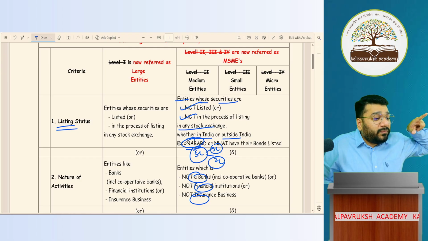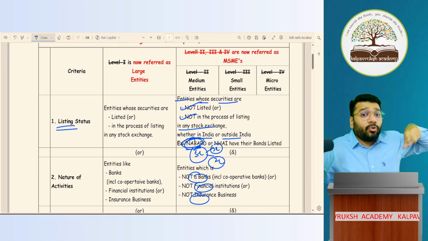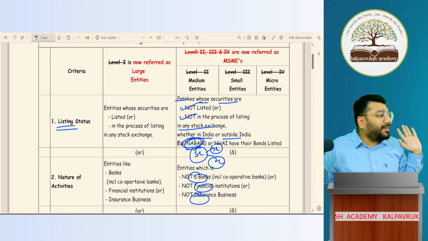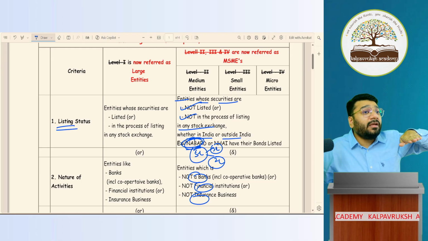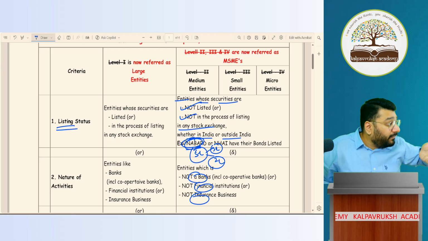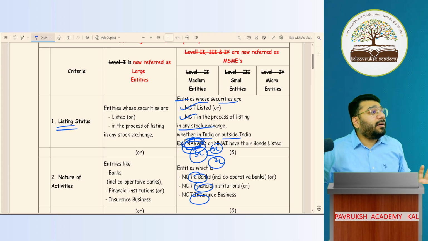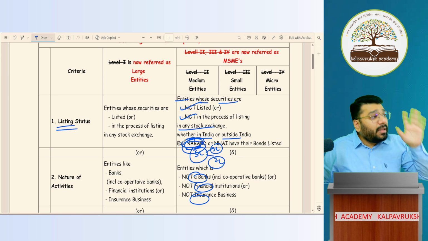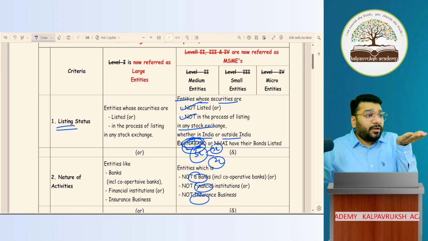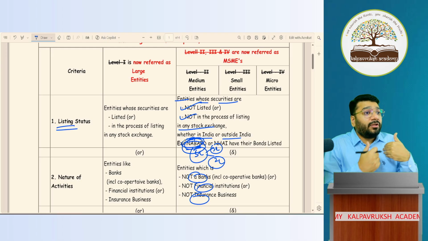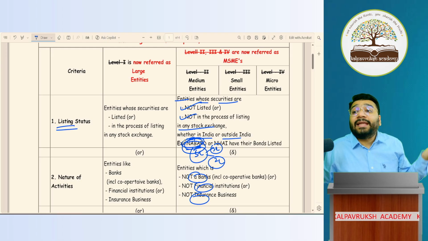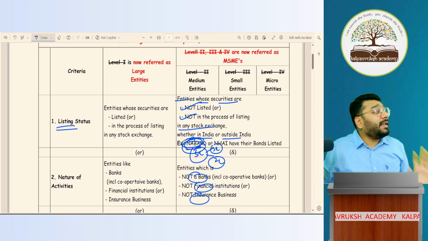NABARD was one of the main bodies regulating that subsidy activity. It is the decision-making authority: how much subsidy to give, whether to give or not, that decision was taken by NABARD. This is a body created by an Act of Parliament. Now, NABARD needs funding, so they raise funds through a lot of debt instruments. Their debt instruments are listed on the stock exchange.